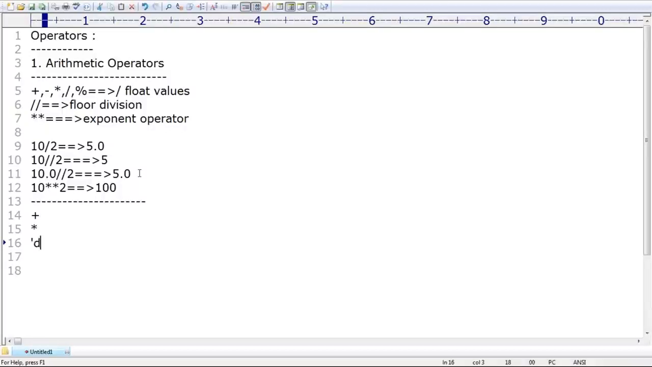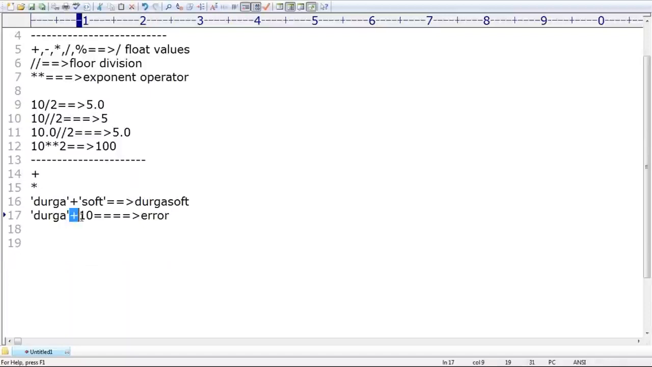If I consider Durga plus soft, then what is the answer by default we are going to get? Durga soft, like this. The plus operator is happily applicable for strings, as the concatenation operator, right? Can you please tell what is the output by default for Durga plus 10? What is the error? You are going to get an error by default. The reason is, if you want to apply the plus operator for strings, compulsorily both arguments should be string type only. One is a string, the other one is a non-string, immediately we are going to get an error.